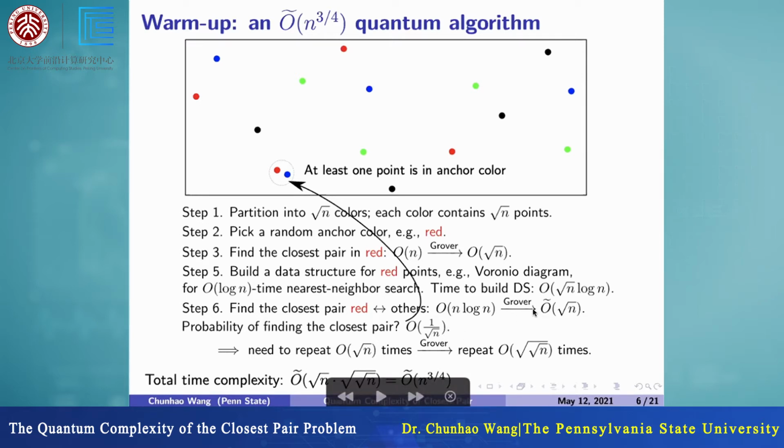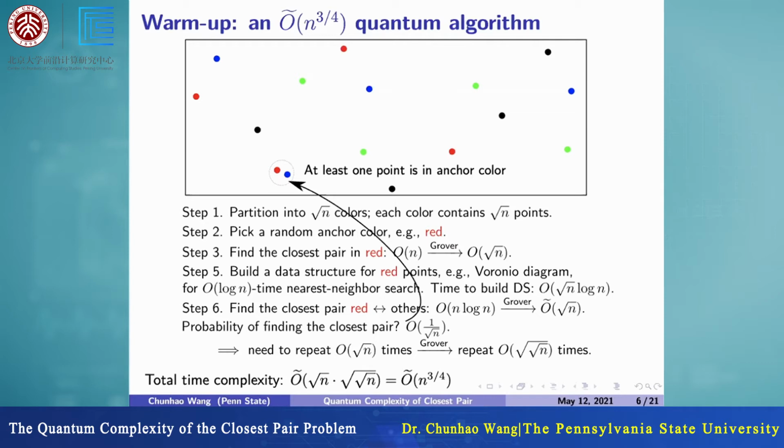It is the square root n, which is the cost for each step, times n to the 1/4, which is the number of repetitions. It's n to the 3/4. Okay, so this is the very simple quantum algorithm for the closest pair problem. It's faster than linear, but it's not the best we want.